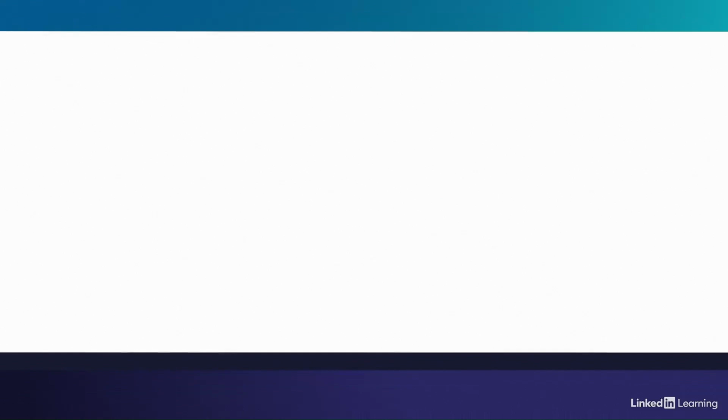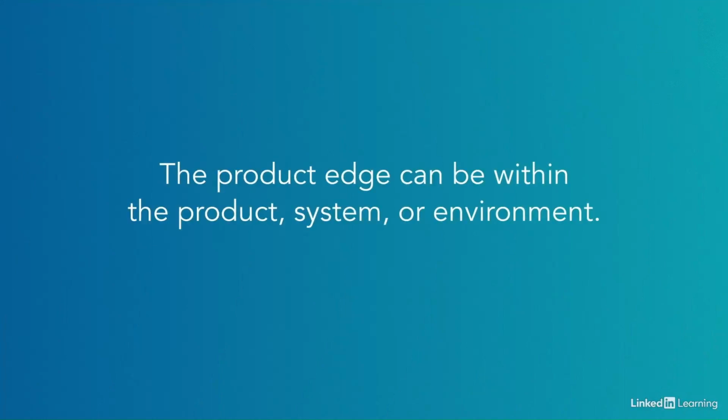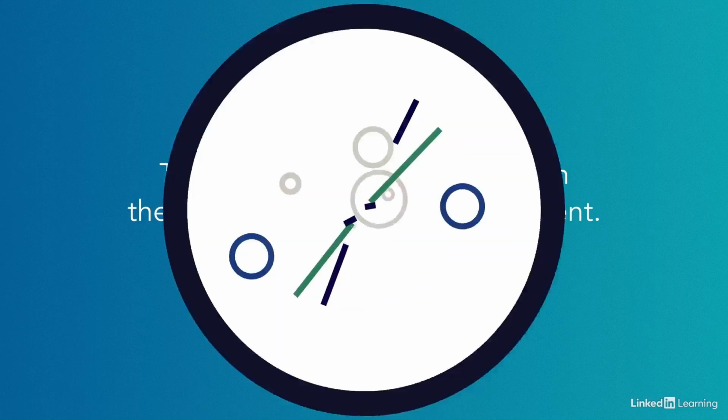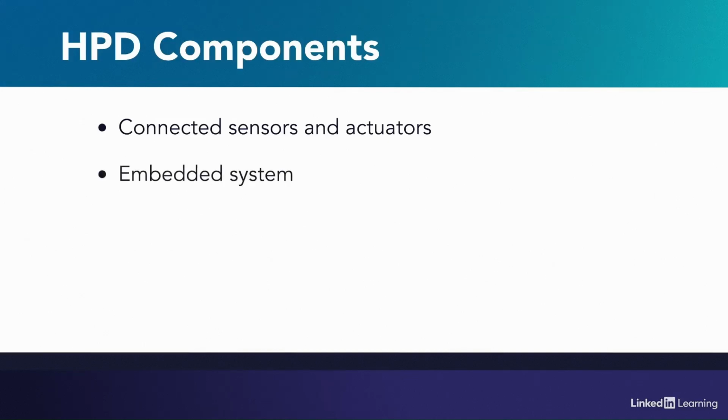Its purpose is to capture data from the edge, sometimes process it, and then transmit the data over the network to the application. Because of the nature of an IoT product, the edge can be within the product or distributed across the system or environment. The hardware-defined product consists of two types of components: connected sensors and actuators, and an embedded system.